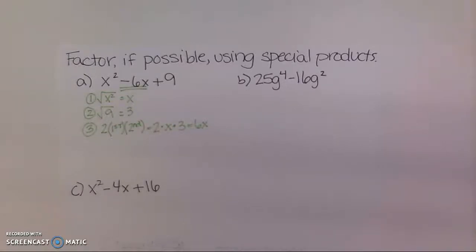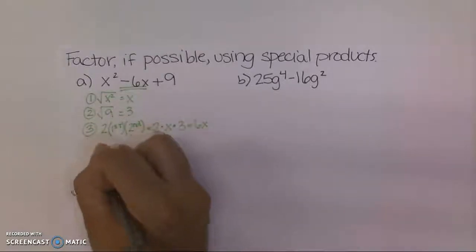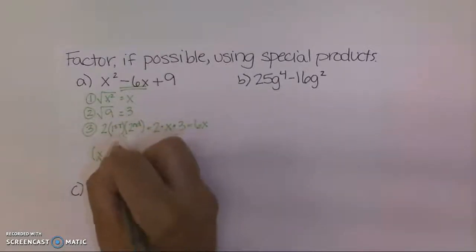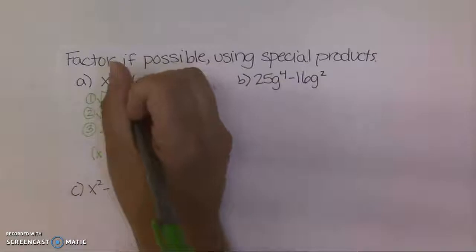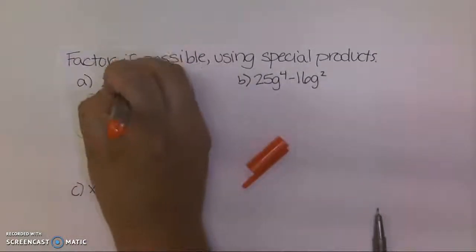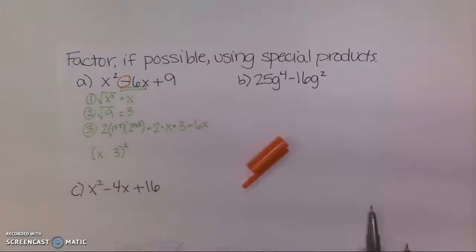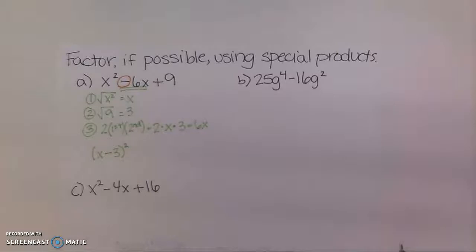Now I have everything I need to know. I'm just going to plug them into parentheses. So x and 3, and we know that's going to be squared because it's a perfect square. With the sign, you pull the sign off of the linear term. So the linear term has a sign of minus. So in your binomial, that sign is going to be a minus as well.